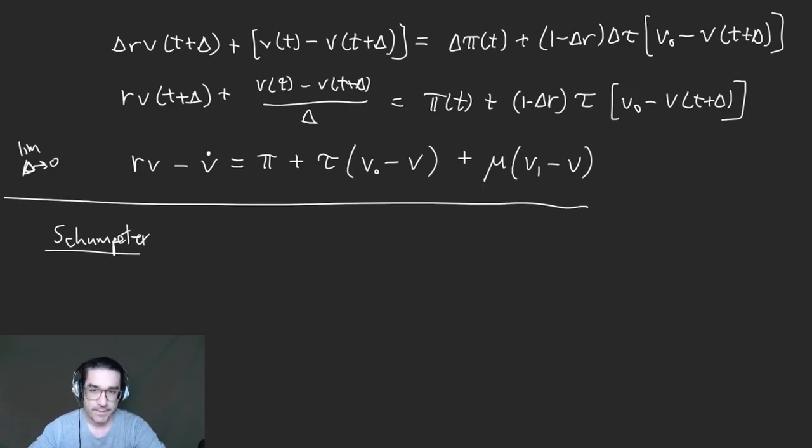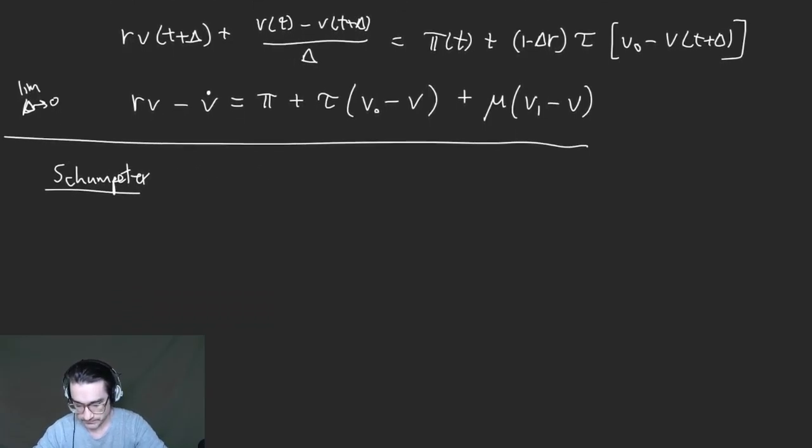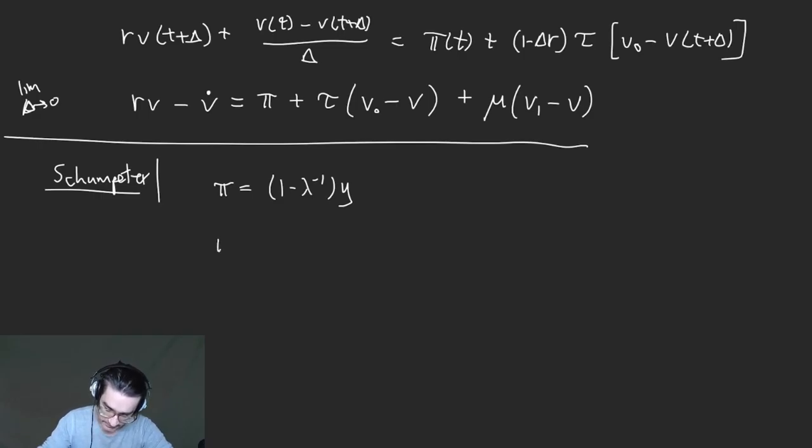So let's jump back to Schumpeter. Let's recap. We found your profit, which is a function of lambda and y. What else did we find? We found that W is Q over lambda.